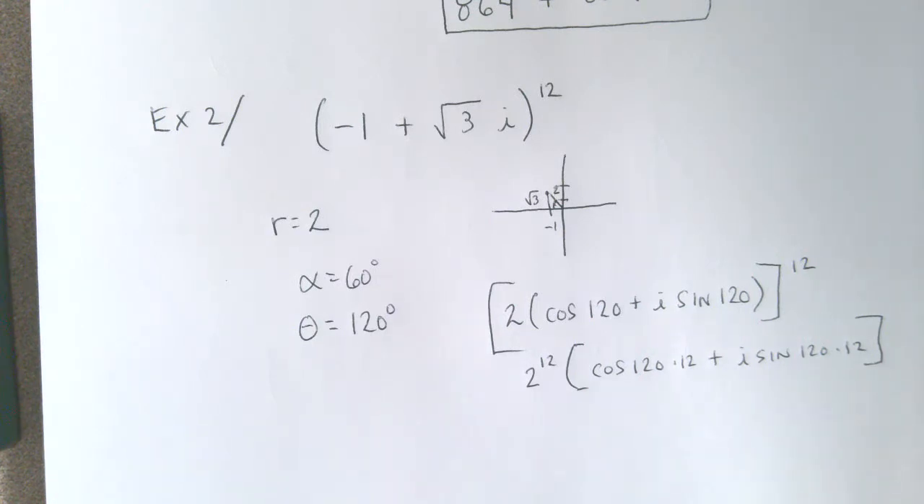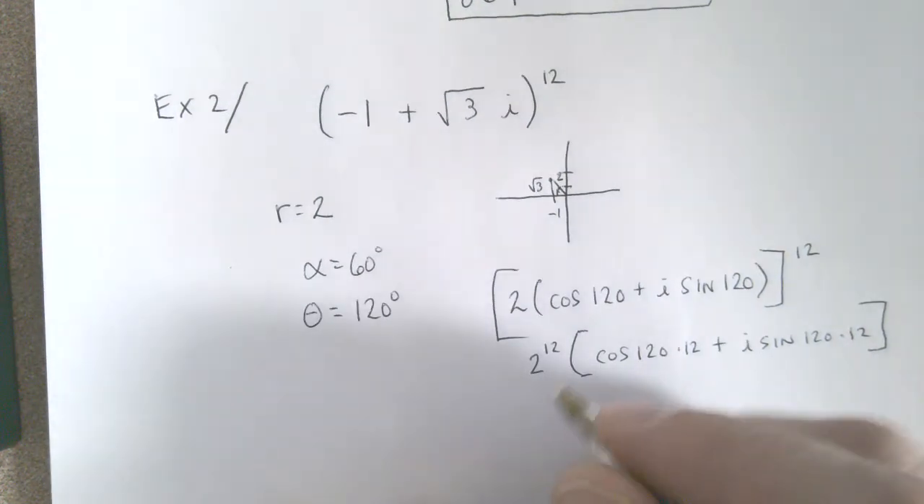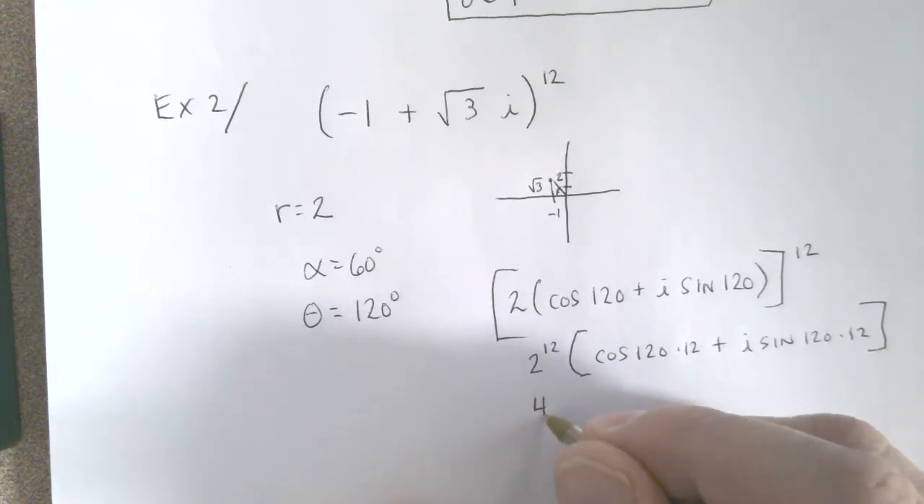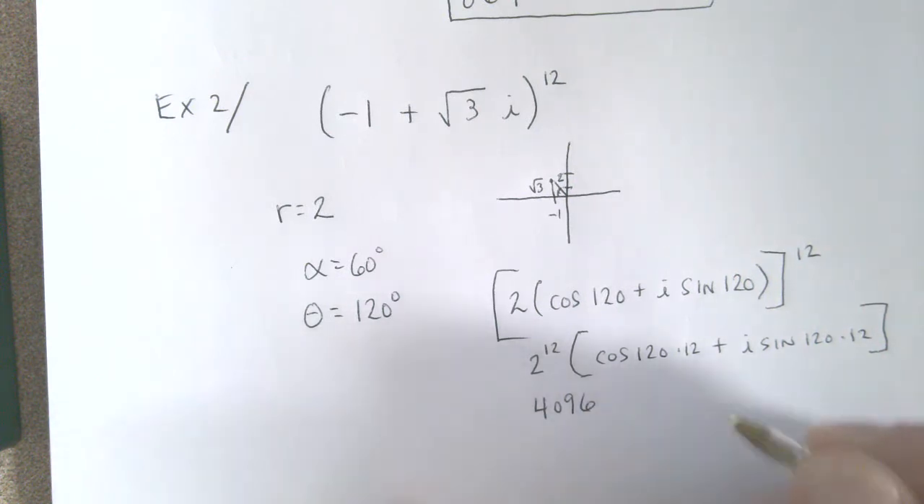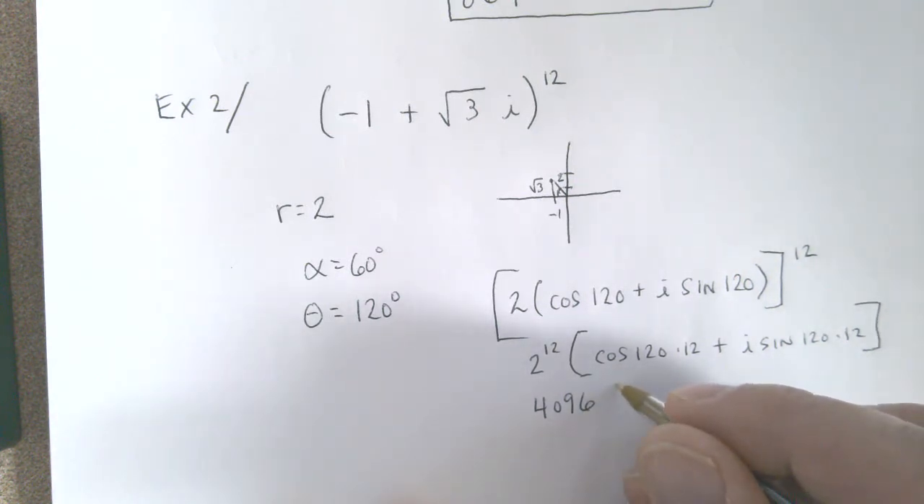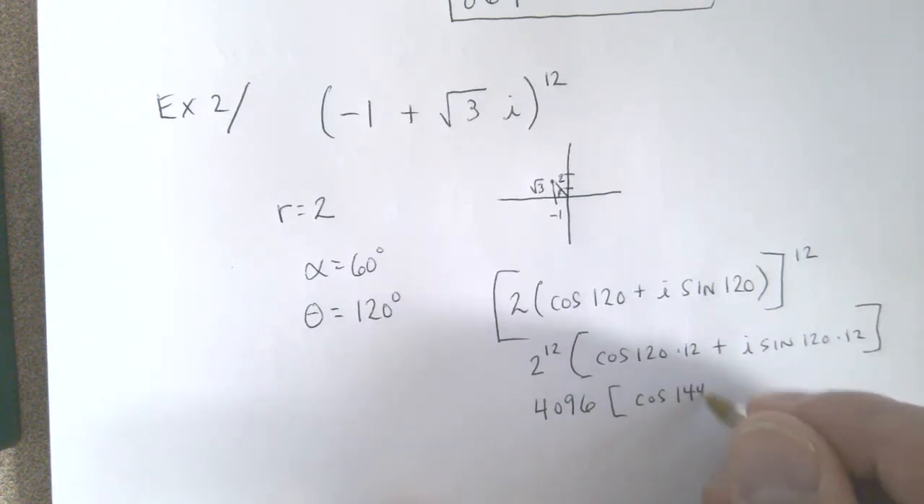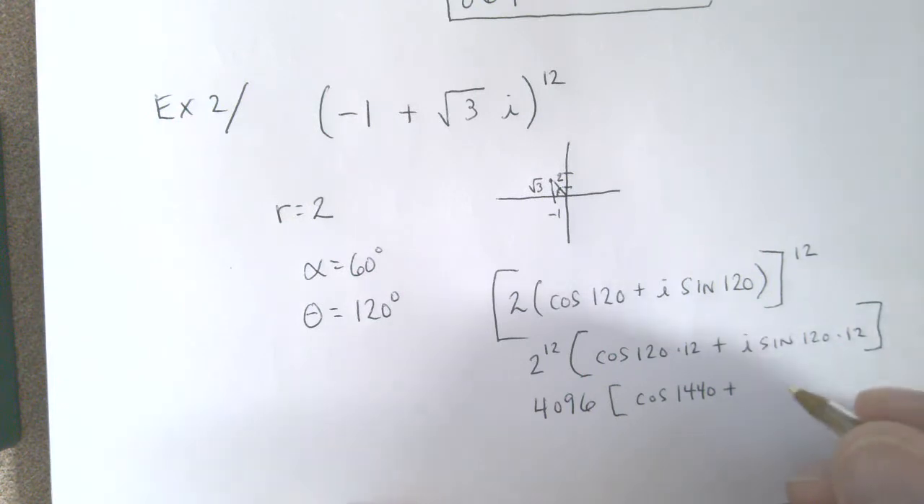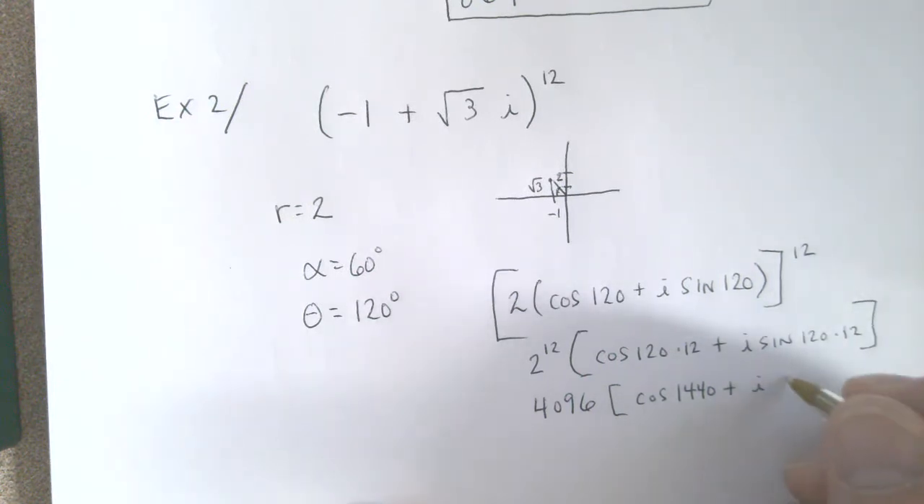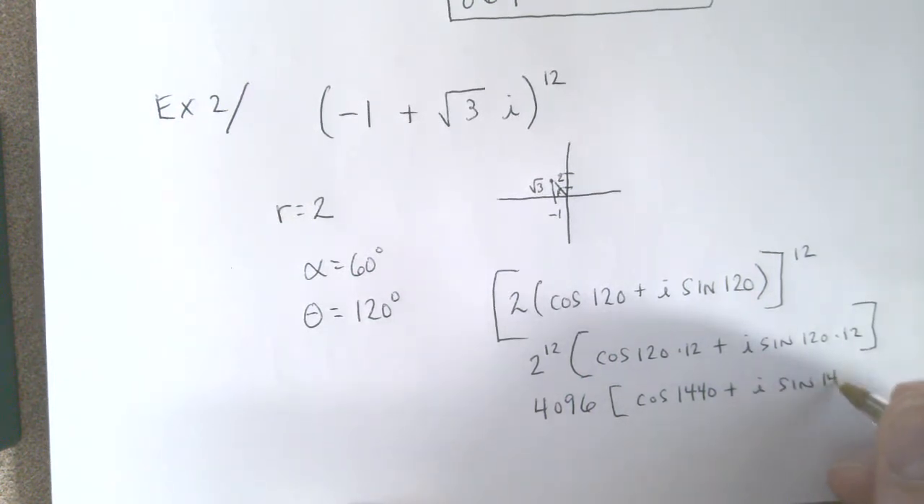Again, let's go ahead and put in 2 to the 12th into our calculator. Everybody agreed 2 to the 12th is 4,096. And we're doing cosine 120 times 12, which is 1440, plus i sine of 1440.